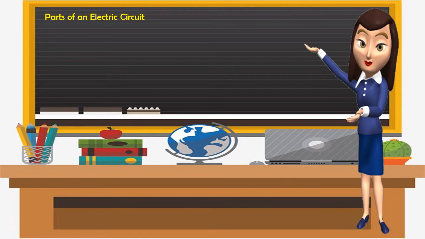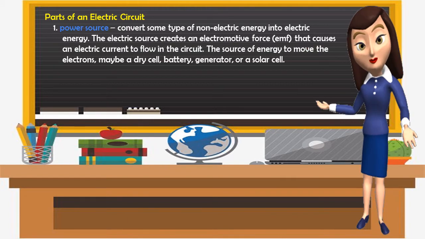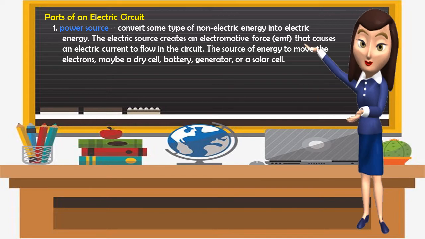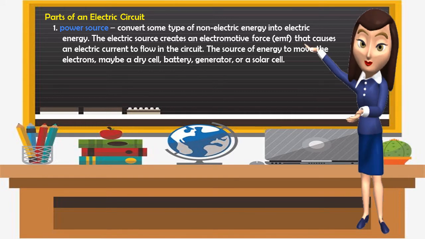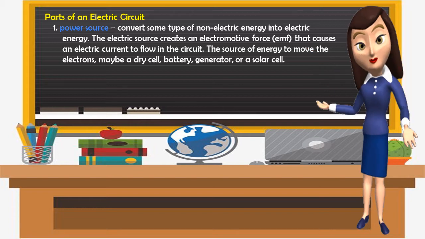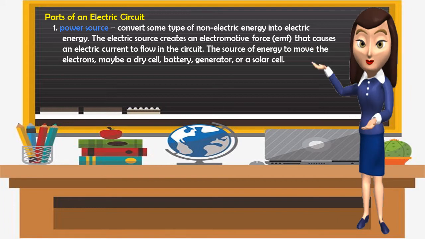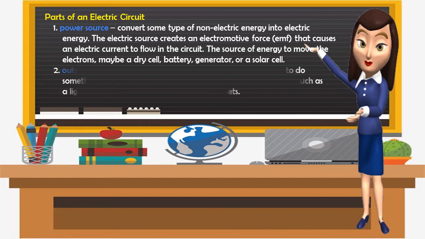Here are the parts of an electric circuit. First, power source. A power source converts some type of non-electric energy into electric energy. The electric source creates an electromotive force or EMF that causes an electric current to flow in the circuit. The source of energy to move the electrons may be a dry cell, battery, generator, or a solar cell.